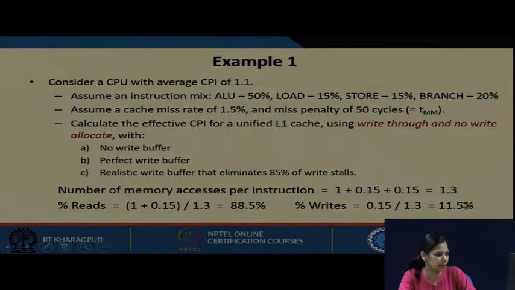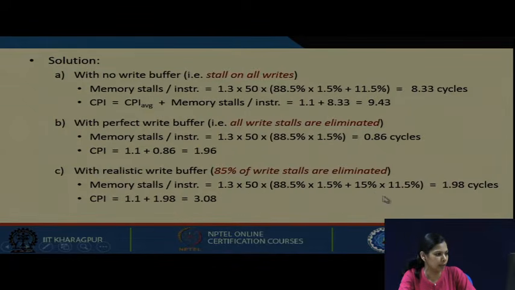This is 11.5%, and for this 11.5%, this will be 1.5. This is not 15, this should be 1.5. So, if you solve this particular equation, it will come down to 1.98 cycles. So, it is now coming down to CPI 1.1 plus 1.98, which is roughly equal to 3.08, which is to some extent a realistic value, because even if we have a write buffer, there will be some stalls.